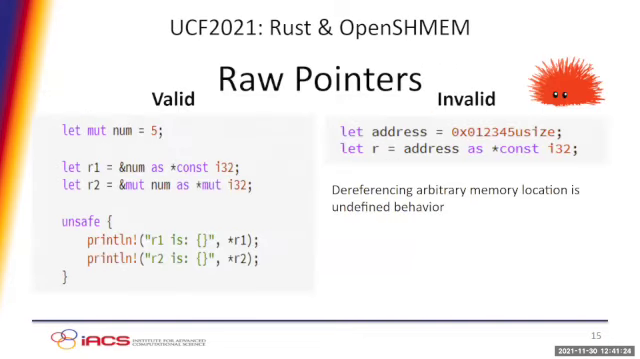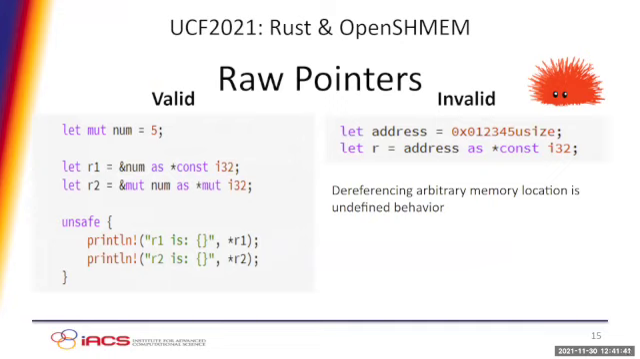So this is an example of using unsafe code in Rust. This is dereferencing raw pointers. On the left, this is a valid example of using raw pointers. We're casting references to raw pointers and dereferencing them. You might wonder, well, what's the difference between a reference and a raw pointer?